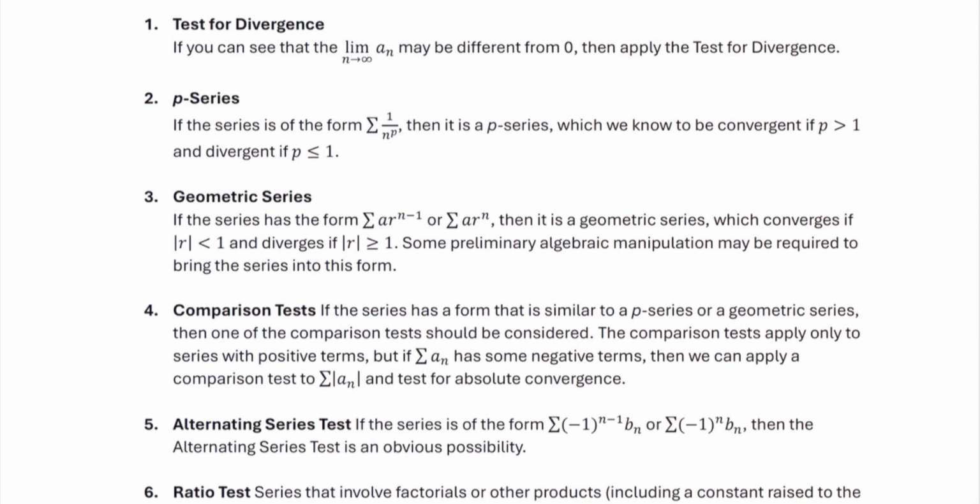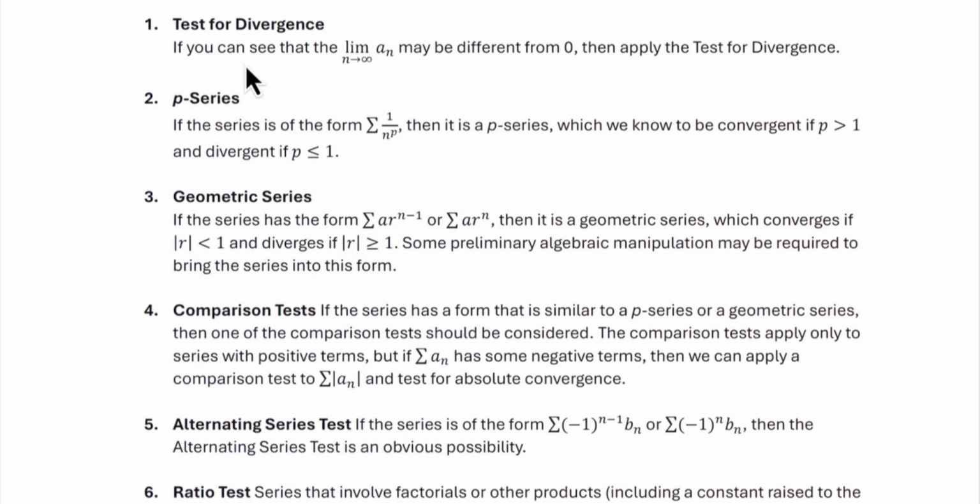In this video, we'll review the different strategies for testing a series for convergence or divergence. Now, the order that I have these listed here is not necessarily the order of tests that you perform. It's going to take a little practice to know when to use which test. This is just a quick review of the different tests we could perform.